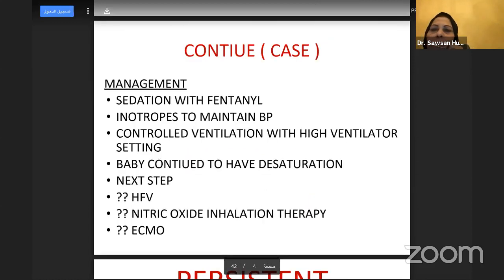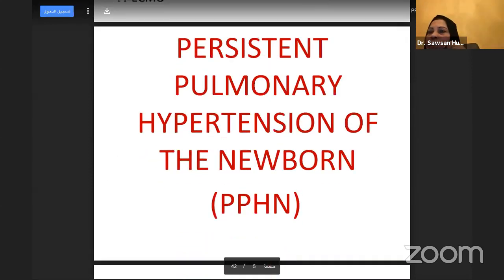Okay, management. How did we manage this patient? Of course, we started sedation with fentanyl infusion. We started inotrope to maintain blood pressure. We also controlled ventilation with high ventilator settings, and the baby continued to have desaturation. So what is the next step? This is the question. Would you use high frequency ventilation? Would you use nitric oxide inhalation therapy or ECMO? Before I say what we did for this patient, I will go through the different modalities and the update of persistent pulmonary hypertension of the newborn.